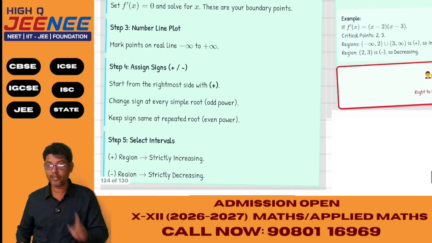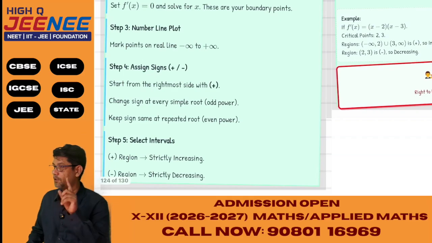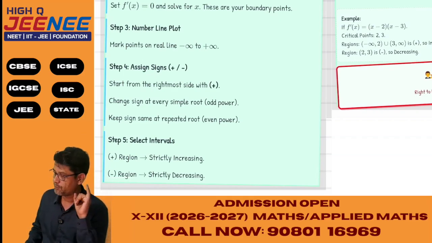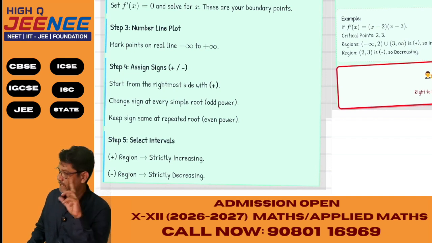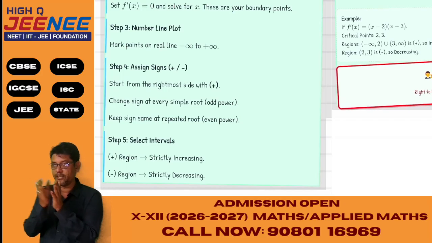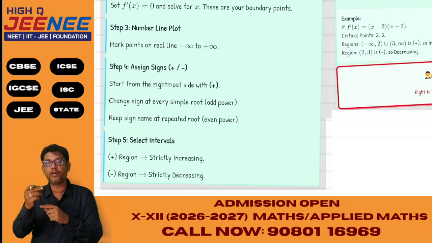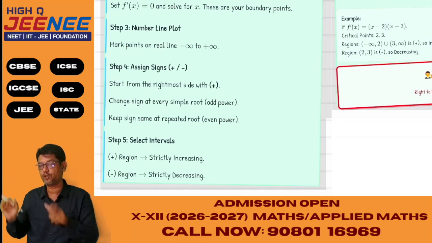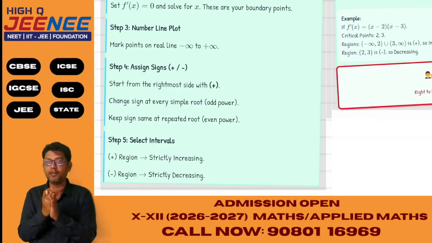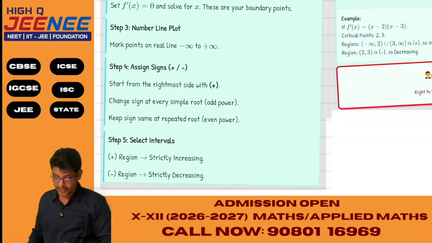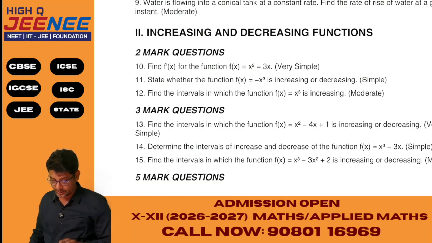I hope you understand. What is step number 1? Identify f of x. Next, find f dash of x. Third, find the critical point by putting f dash of x equal to 0. Then draw the number line, take a point in between the intervals, and decide the sign, plus or minus. Wherever plus comes, in that interval it is increasing. Where minus comes, in that interval it is decreasing. Is it clear, all of you? Now let us start.